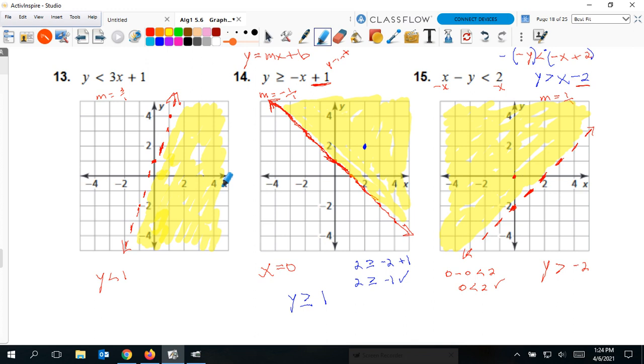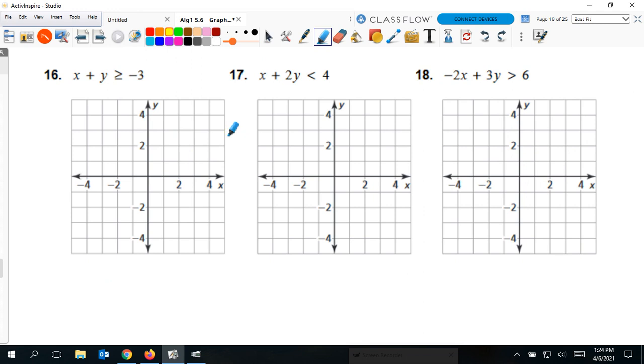Alright, let's come to the next three problems. 16 to 18 is next. I'm going to go ahead and do number 18, and then I'm going to have you try number 16 and 17 on your own. So number 18. Now 18 again is in standard form. This we need to change to y equals mx plus b.